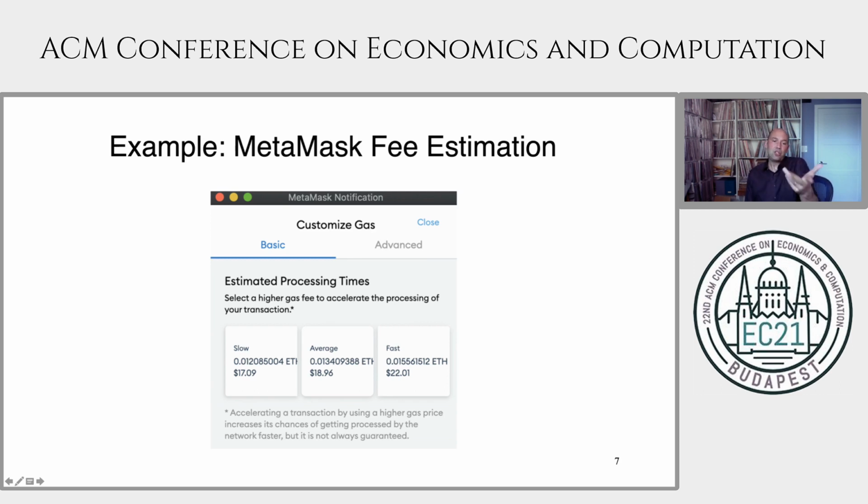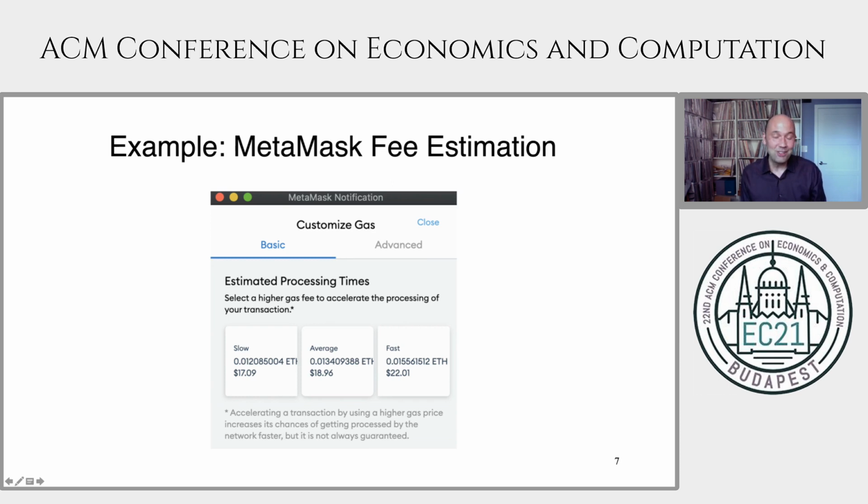As you can see, it actually offers you a menu. It says, pay $22 if you want your transaction to be included really quickly. If you're willing to wait a half an hour, then you can just pay $17. And smart people work at MetaMask, and they have algorithms that look at the recent bid data to suggest what they think you should bid in the next auction.